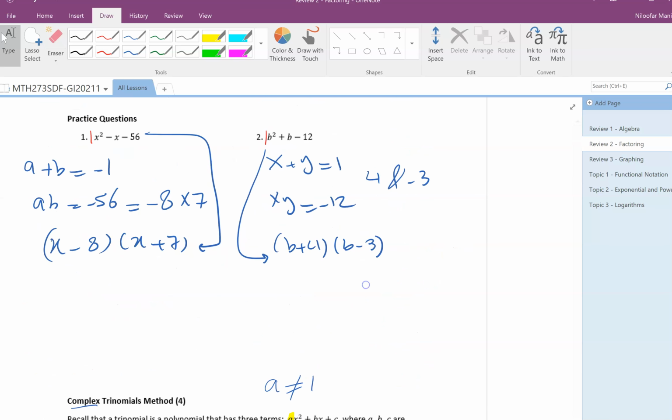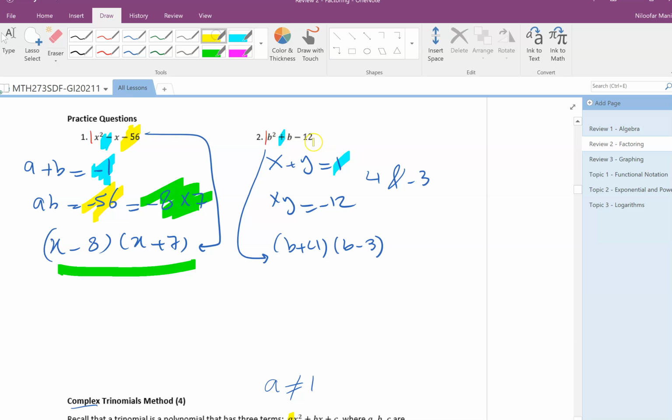Look at this. Here, I'm looking for two numbers. If I multiply them, it is this. If I add them, it is this. Yes, I can find it. It's here. And then this is the answer. How about this one? Again, the same. If I add them, it is this. If I multiply them, it is this. Yes, I can find it. This is here.